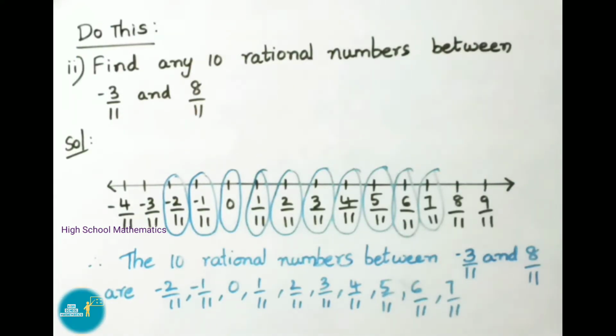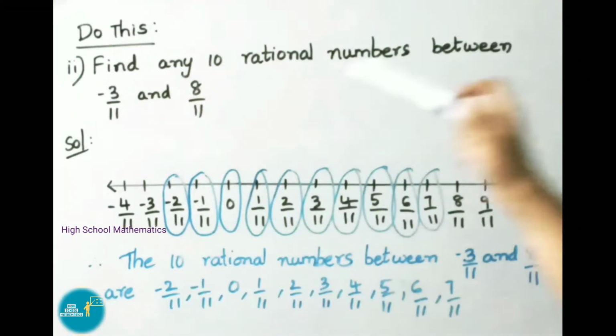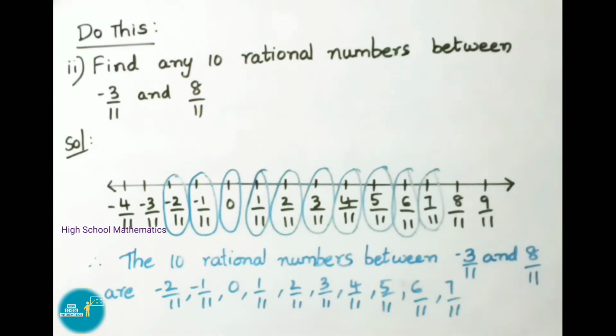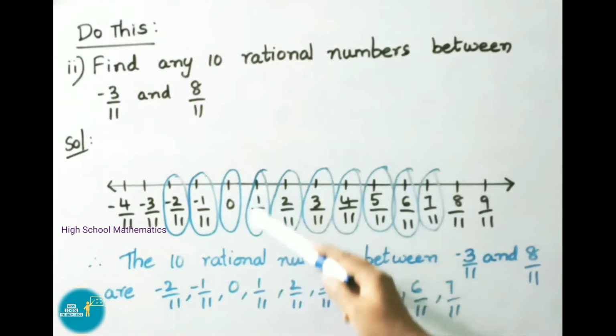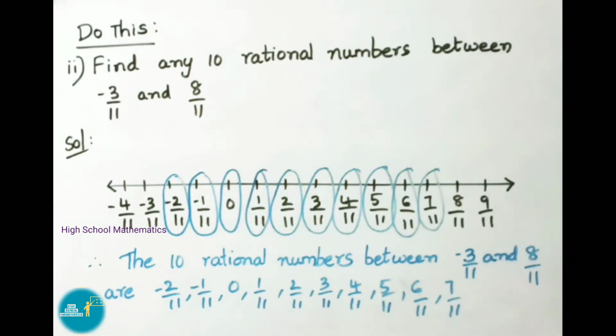See now, do the second question. Find any 10 rational numbers between minus 3 by 11 and 8 by 11. Let us see the solution. We have drawn a number line of rational numbers. On the left side of 0, we have written minus 1 by 11 up to minus 4 by 11. On the right side of 0, we have written 1 by 11 onwards up to 9 by 11. They ask us to find 10 rational numbers between minus 3 by 11 and 8 by 11. So, we have circled the remaining values between them.